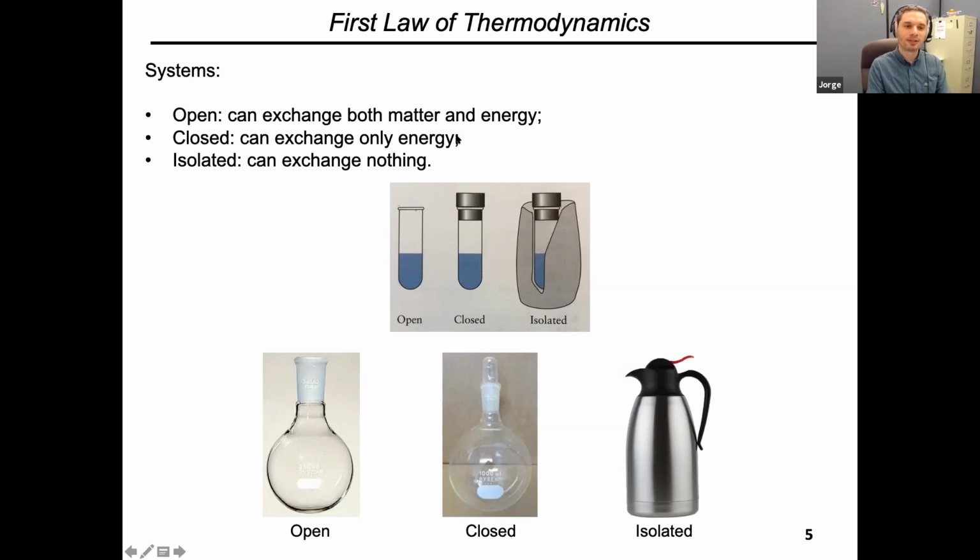The second kind of system is called a closed system. A closed system can exchange only energy. For example, when you have a test tube with a stopper on the top, or a round bottom flask with a stopper on the top. The stopper prevents matter from going in or getting out of the system. However, the glass can exchange energy with the outside. And that's defined as a closed system.